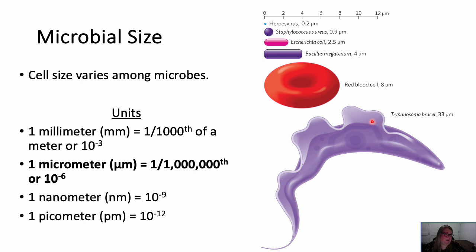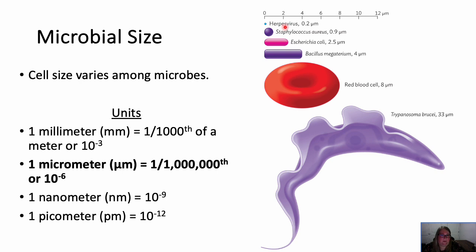Brucei is 4 times bigger than our red blood cells, which are about 8 micrometers across. Now, if we talk about bacteria, because bacteria are all smaller than our red blood cells, the biggest bacteria that we know of is Bacillus megaterium, which is about 4 micrometers long. Okay, good old E. coli is about 2.5 micrometers, and Staphylococcus aureus, which can cause staph infections in MRSA, is 0.9 micrometers. Now, there's things that are smaller than bacteria, like viruses. So the herpes virus that can cause your cold sores is about 0.2 micrometers long.